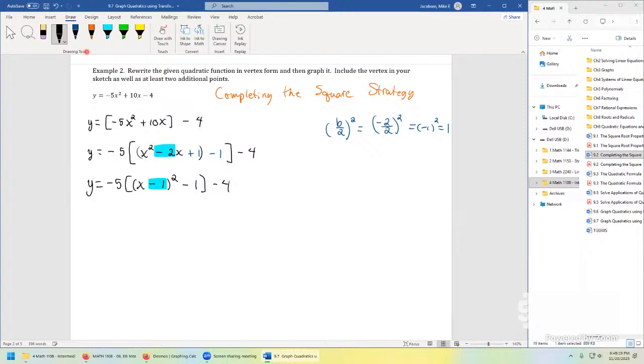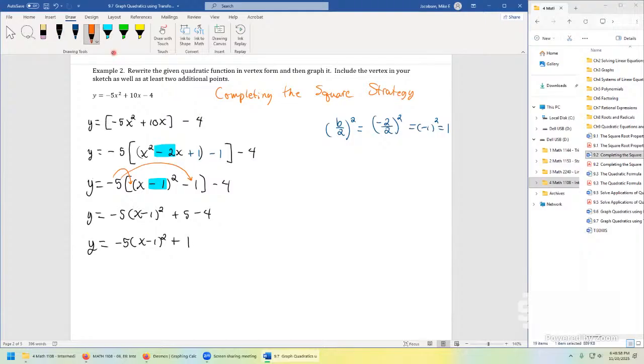alive inside here, -4. Here's where we use the distributive law. This is going to be y equals -5 times x minus 1 squared. It can't multiply inside because order of operations says squaring takes precedence. But we don't want to multiply it inside either way because we're going to vertex form, and this is starting to look like it. Take -5 times -1 as well. That's going to be a +5, and then the -4 is just carrying down. And so now it's y equals -5, x minus 1 squared, plus 1.